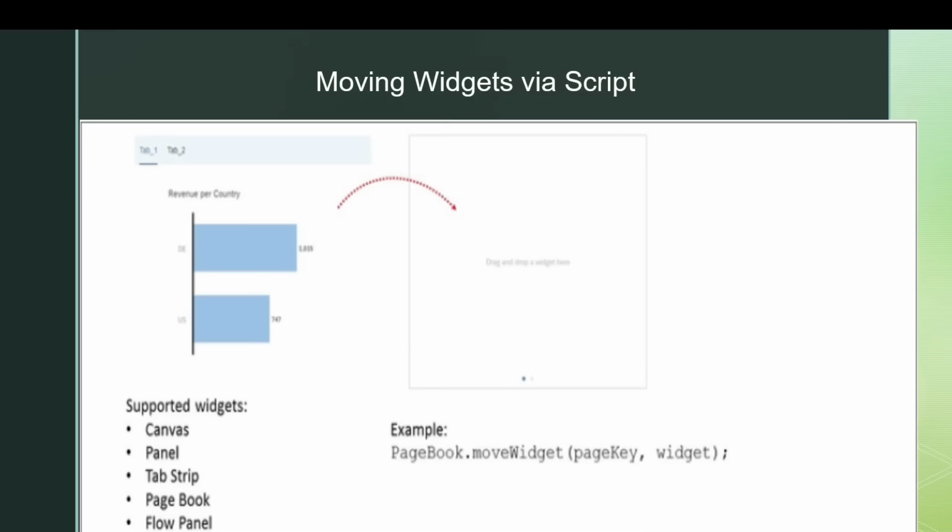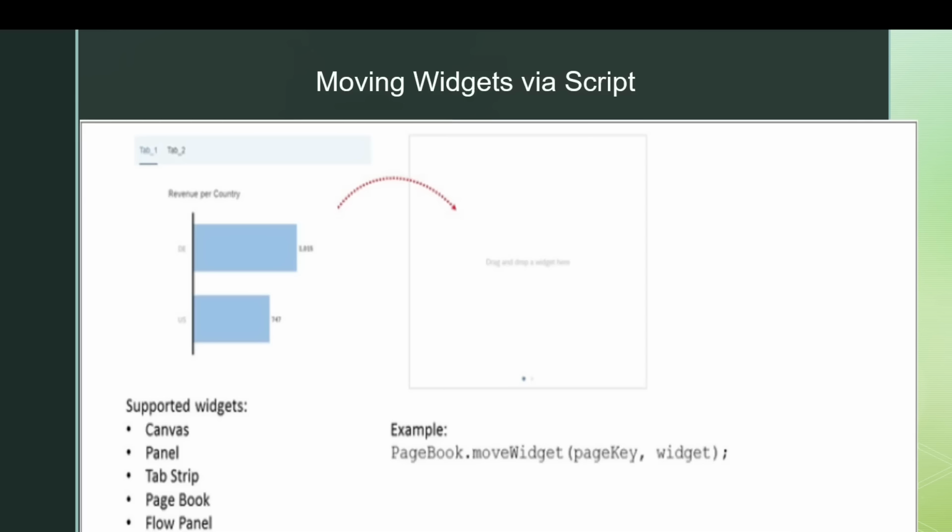Hello and welcome to our new lecture about moving widgets via script. In this video we will explore how to move a widget into some other object via script. Widgets like canvas, panel, tab strip, page book and flow panel, because these are the containers which can have different types of widgets. So we will move some types of widgets to the canvas, panel, tab strip, page book and flow panel via scripting. So let's move on.